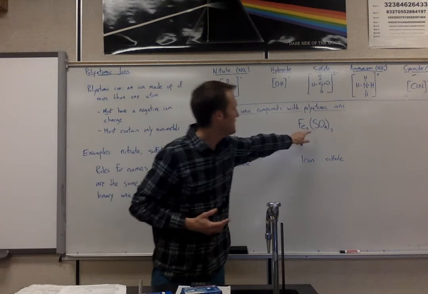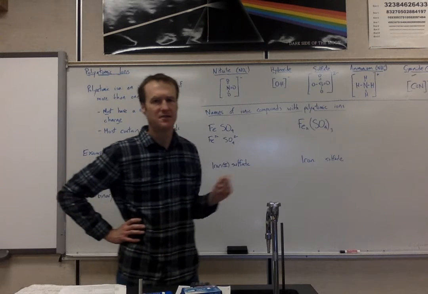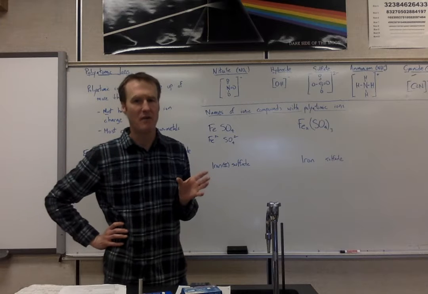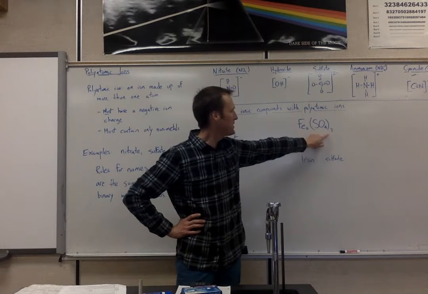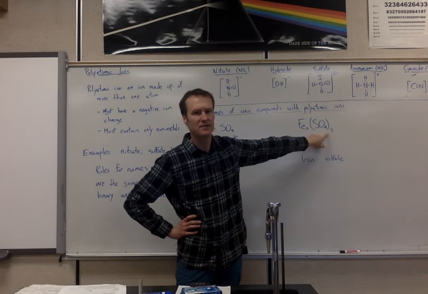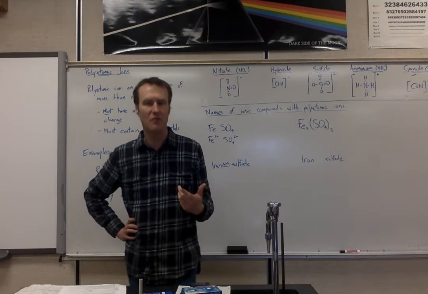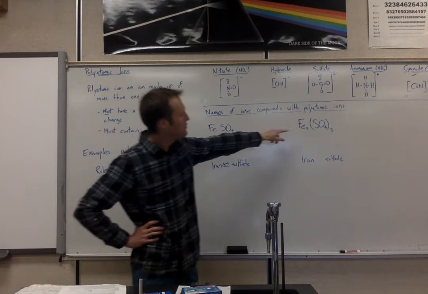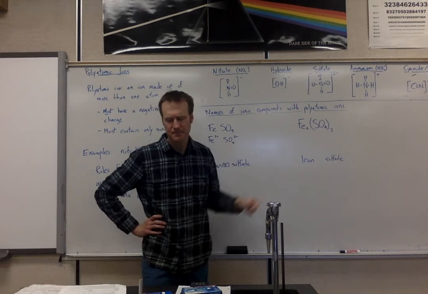But here, those brackets are telling us that there are 3 sulfates in that compound. How do I know? Because outside the brackets, there's that 3. That 3 means 3 sulfates, just like the 2 for the iron means 2 irons.